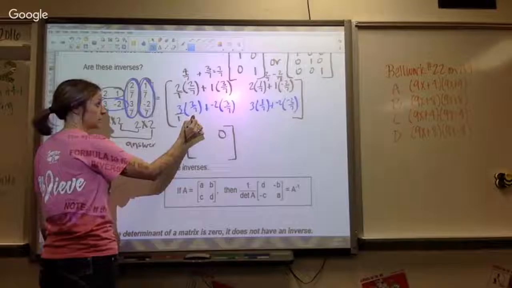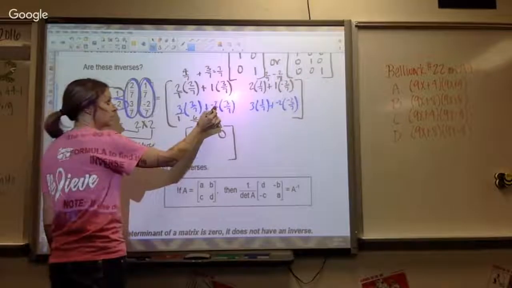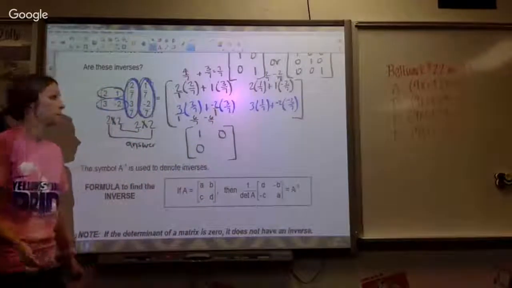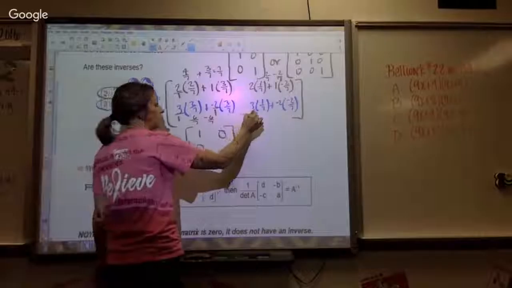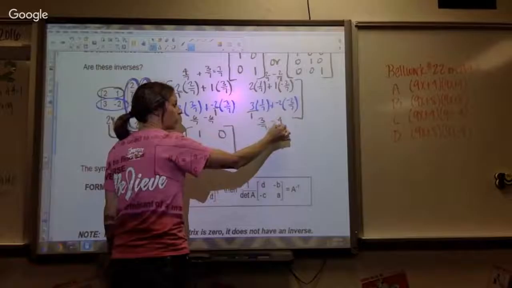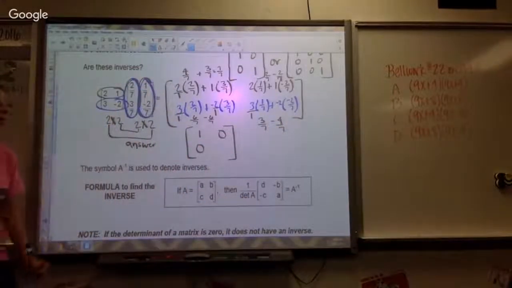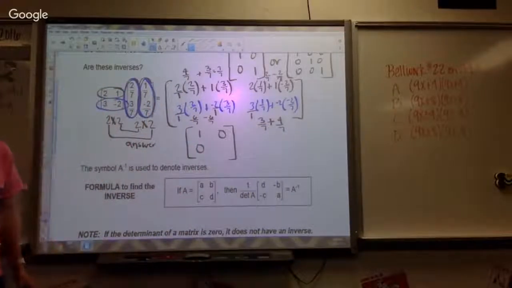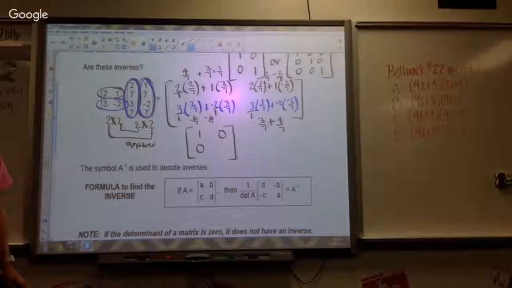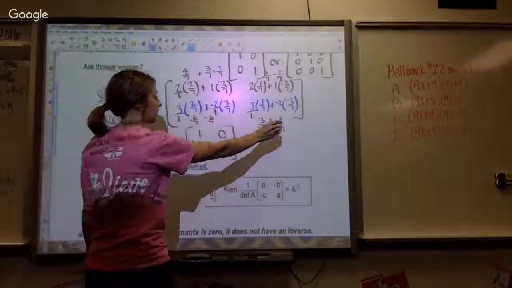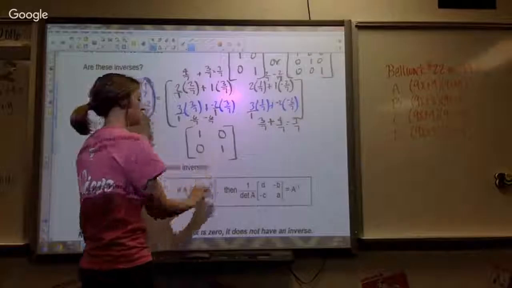Multiplying these together, that's going to be 6 over 7. Multiplying these together, that's negative 6 over 7. So that gives me 0. Looking over here, this is going to be 3 over 7. That would be plus 4 over 7. So you should get 7 over 7 here, which does equal 1.